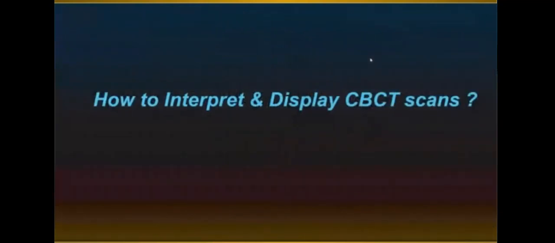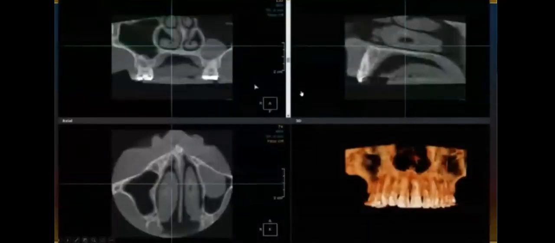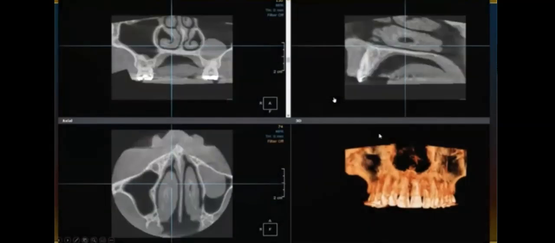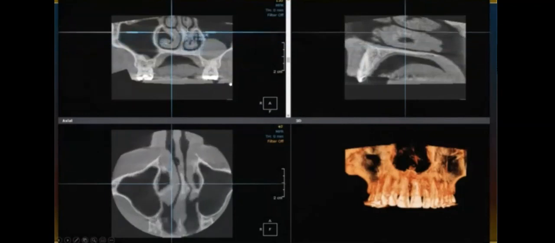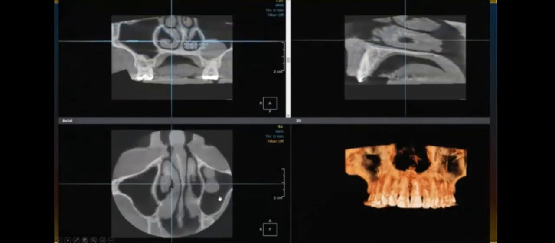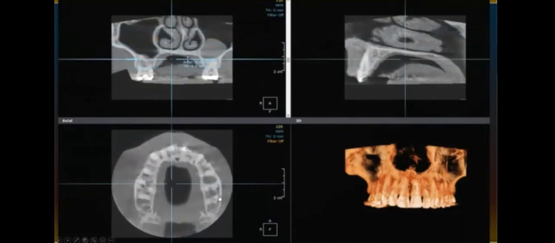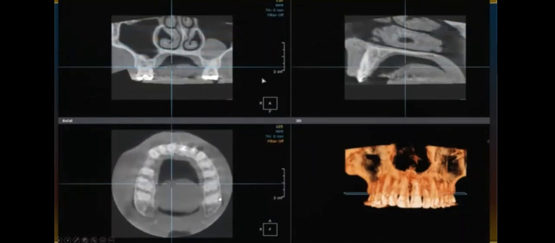After acquiring the image and having the DICOM dataset complete, now it's the turn to interpret and display this CBCT data, or the CBCT scan, on the software. I'm going to pass over this quickly. On the software, you will find a group of cuts. Here on the screen we have the axial, the coronal, and the sagittal. We're going to see a group of lines. I want to focus on this horizontal line.